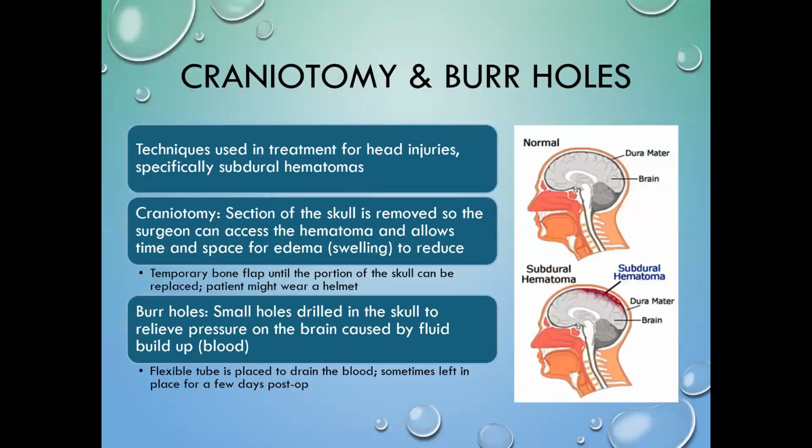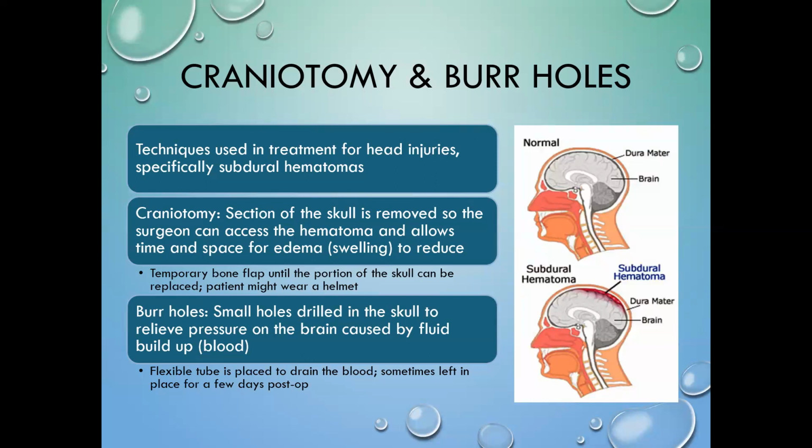All right, craniotomies and burr holes are other procedures you will encounter if you're working with the neuro crowd. These are techniques used in treatment for head injuries, more specifically subdural hematomas. A craniotomy is when a section of the skull is removed so the surgeon can access the hematoma. It also allows for time and space for any swelling to reduce.